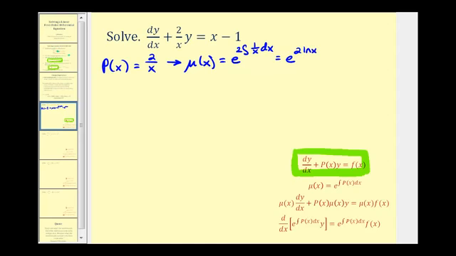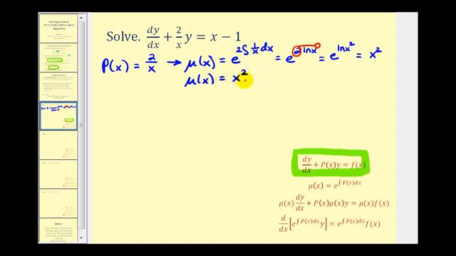We don't want to leave it in this form though. We'll now apply the power property of logarithms and move this 2 here to the exponent on this x. So this is equal to e raised to the power of natural log x squared. And now that simplifies even further. Remember, if we have e raised to the power of log e, or natural log, this simplifies nicely just to x squared. So our integrating factor, mu of x, is equal to x squared.